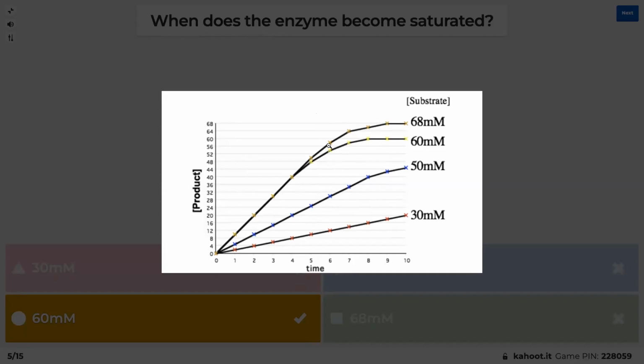Oh, okay, wait, I'm just going to start over because now I don't remember what I said. So it has reached its maximum initial velocity at 60. It hasn't increased anymore at 68 millimolar. So essentially we would say that it's reached saturation at 60 because the initial velocity isn't increasing anymore. Does that make sense to everyone?